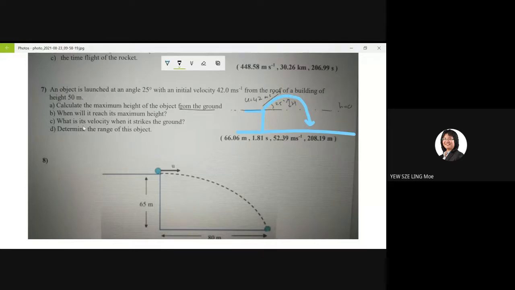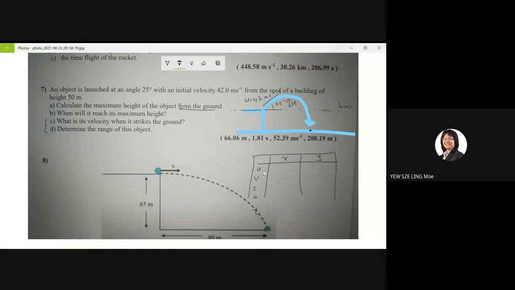Velocity when it strikes the ground. Now, when it comes to questions C and D, you can no longer use the information from question A. Why? Because in question A, you are using the height of the building as h equals 0. That is our assumption. When it comes to questions C and D, you need to form another table where we use this here as our final position. If you use here as a final position, what should we put in the table? Let us complete the table, then you may go.